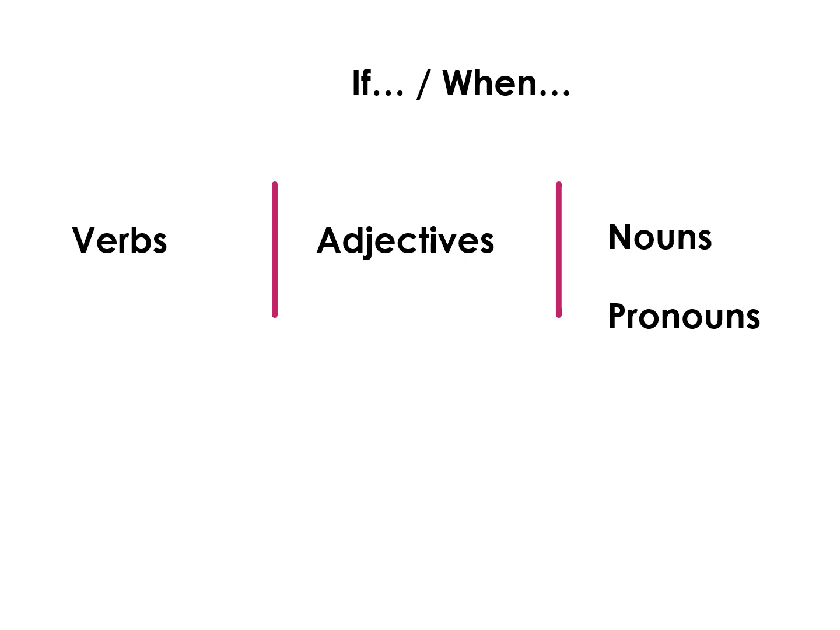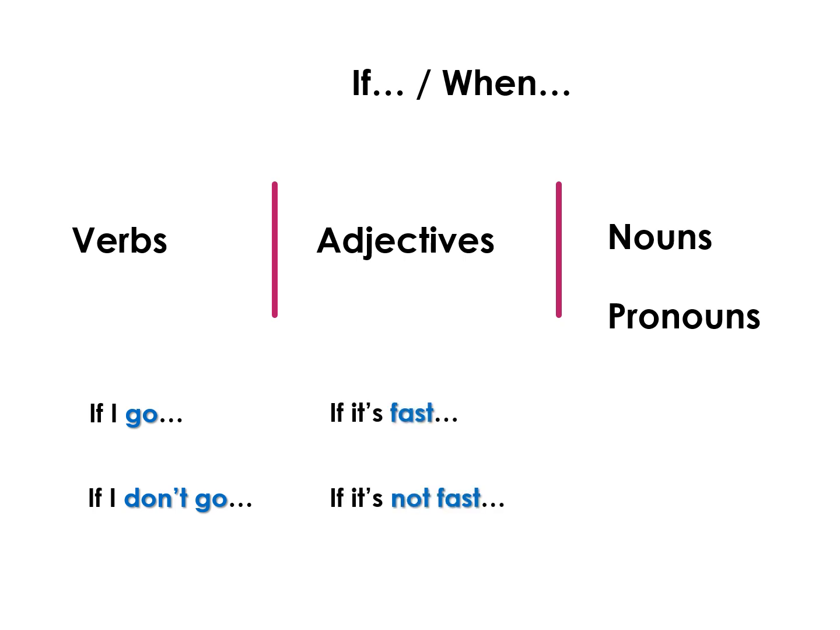The to conjugation can be used with verbs, adjectives, nouns, and pronouns. For verbs, we can form sentences, for example, such as, if I go, so on and so forth, or if I don't go, so on and so forth. For adjectives, example, if it's fast, so on and so forth, if it's not fast, so on and so forth. And for nouns or pronouns, for example, if it's me, so on and so forth, or if it's not me, so on and so forth.